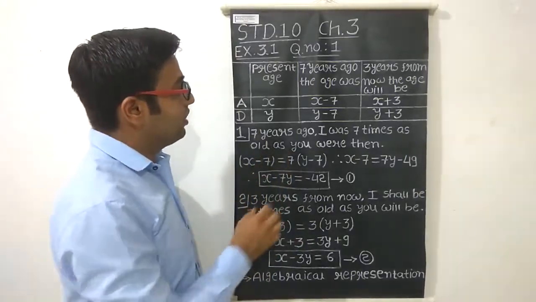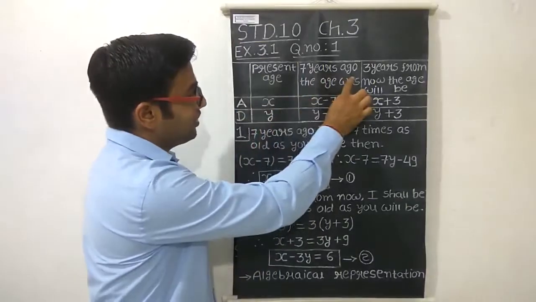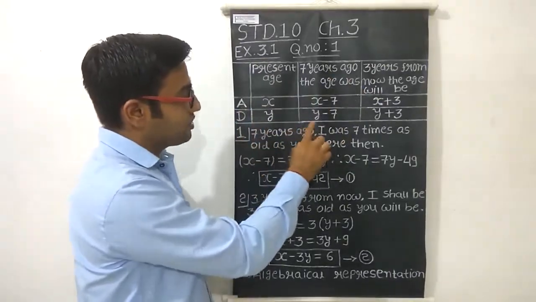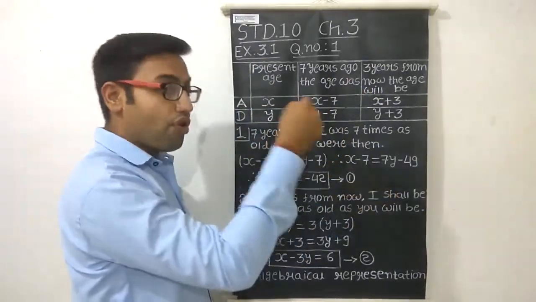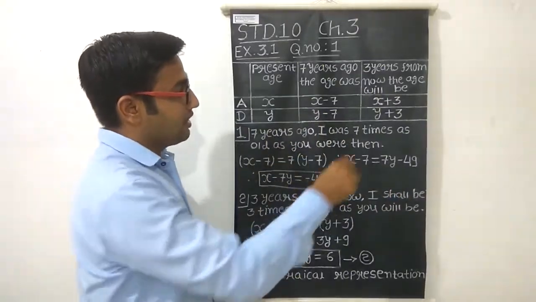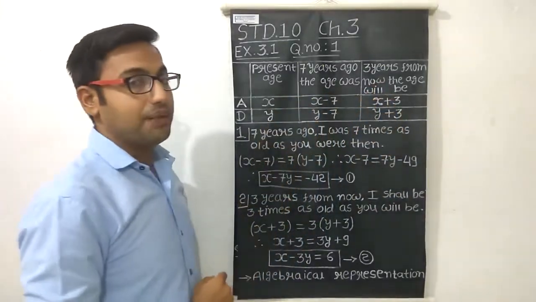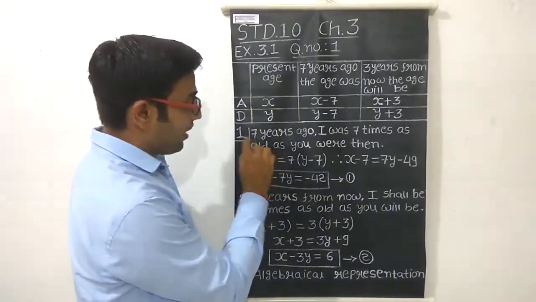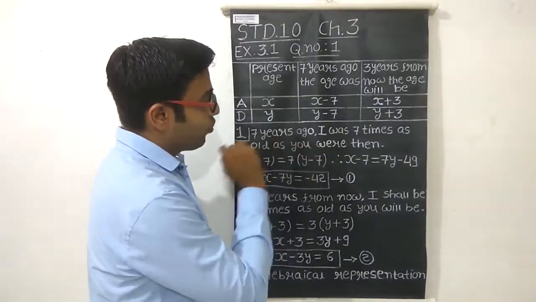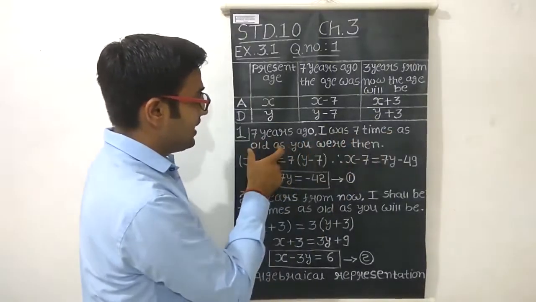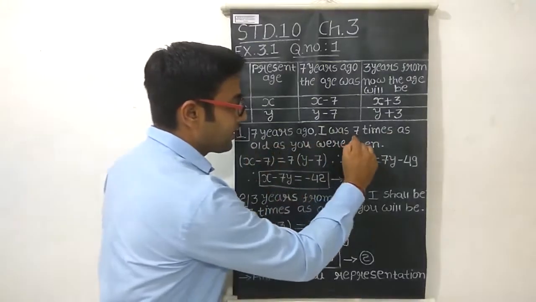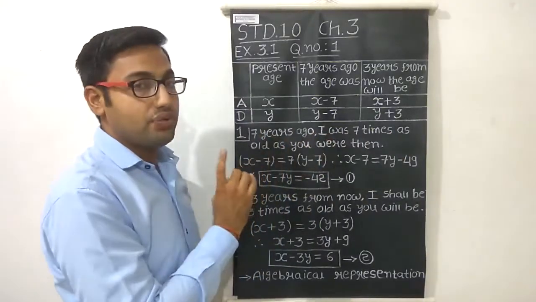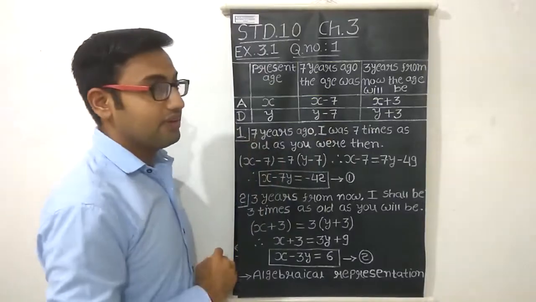whenever a question is asked related to ages. So this is now clear in your mind that 7 years ago the age of Aftab was x minus 7 and his daughter's age was y minus 7, and 3 years from now their ages will be x plus 3 and y plus 3. So the first situation given is that Aftab tells his daughter, 7 years ago I was 7 times as old as you were then. See this, 7 times. From this we have to make an equation. This is the first situation given in the question.